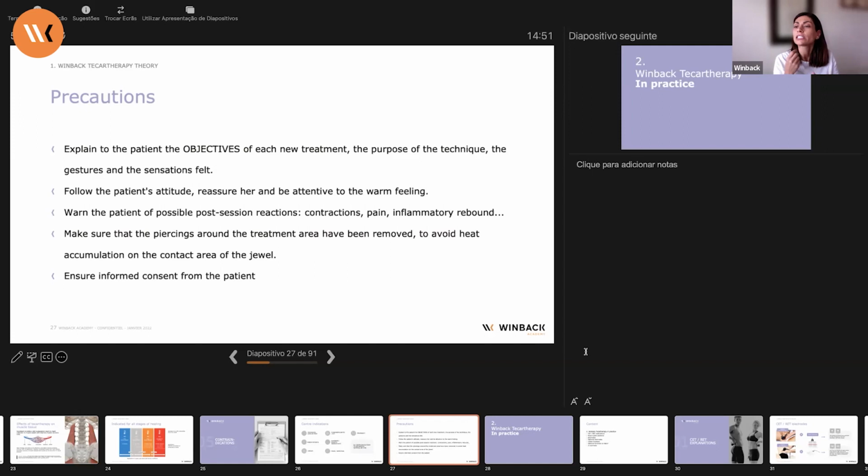We use lower intensities to know, because each body has a different resistance. If a body is well hydrated, it is available to have a stimulation. If the body is not hydrated, it will apply a little more resistance. And the resistance comes in the answer, in a thermal answer, okay? Not a good permittivity of conduction. We have to warn the patient of the possible post-session reactions, like a little contraction, some pain, a little inflammatory rebound in some cases.